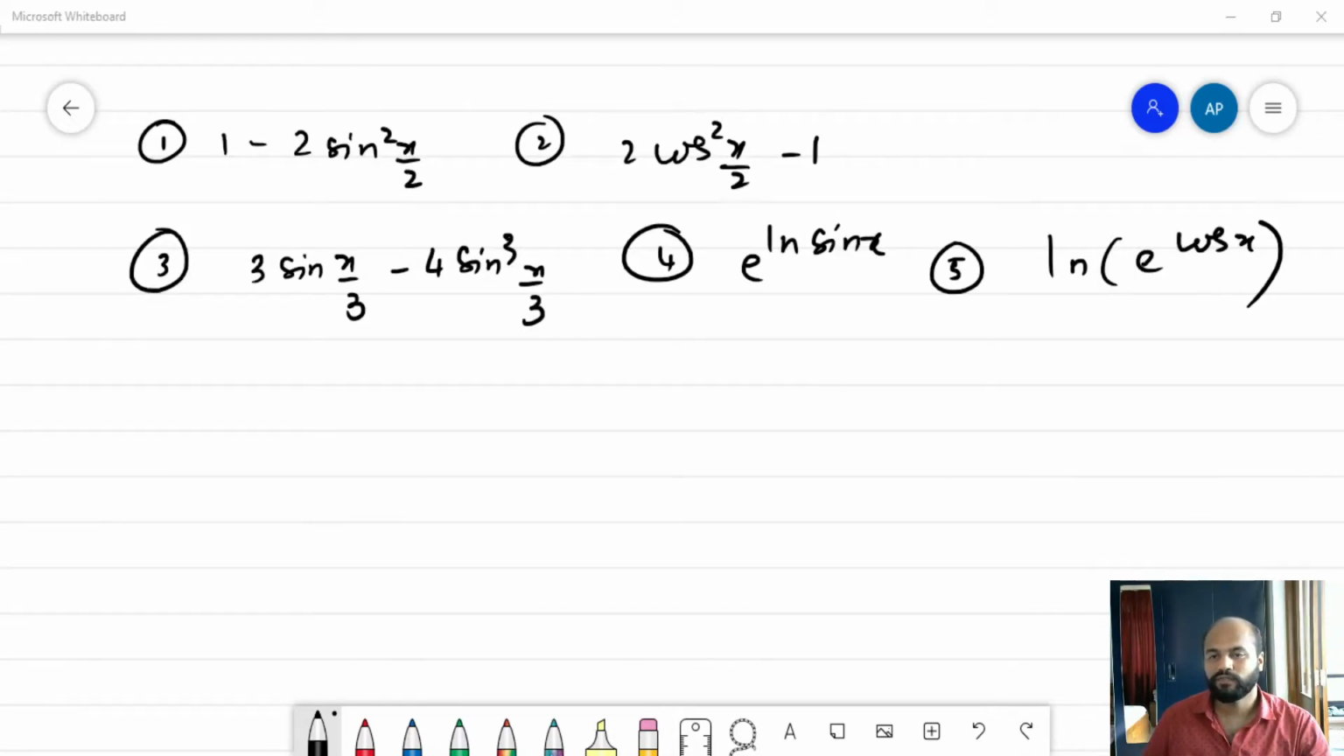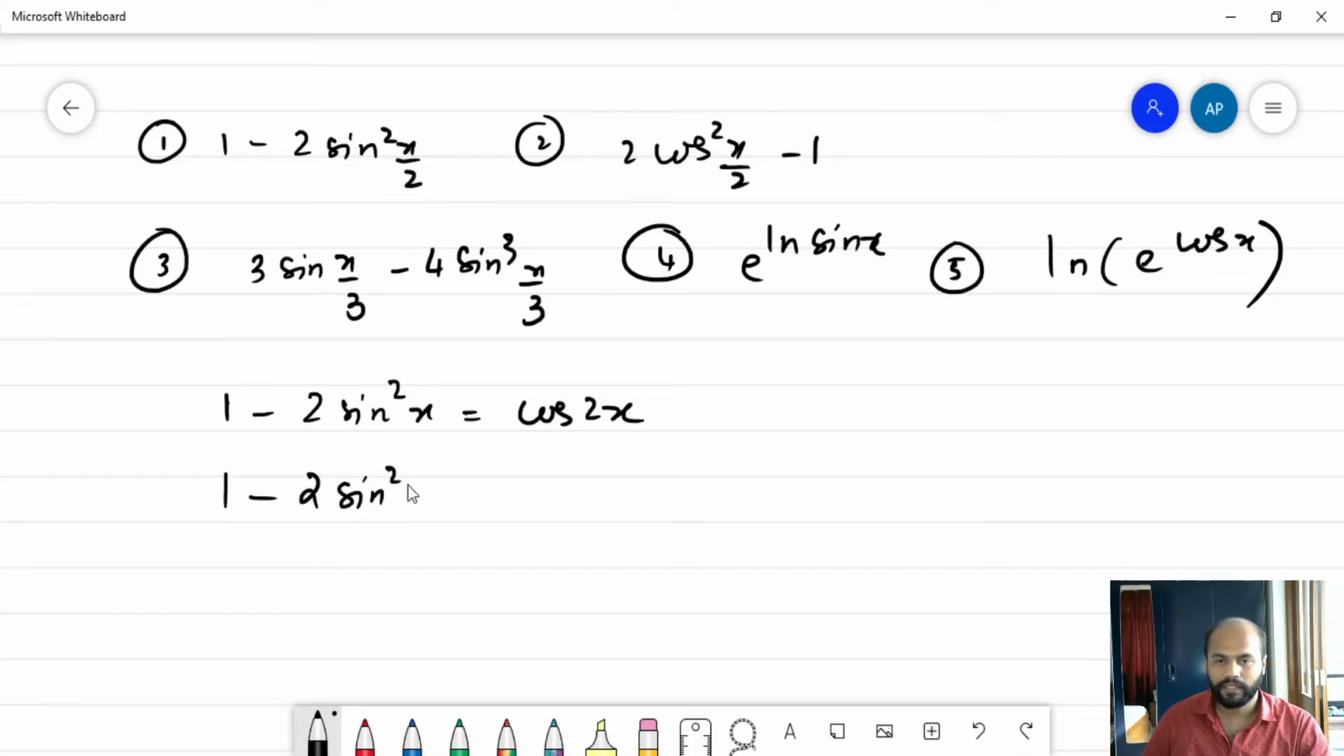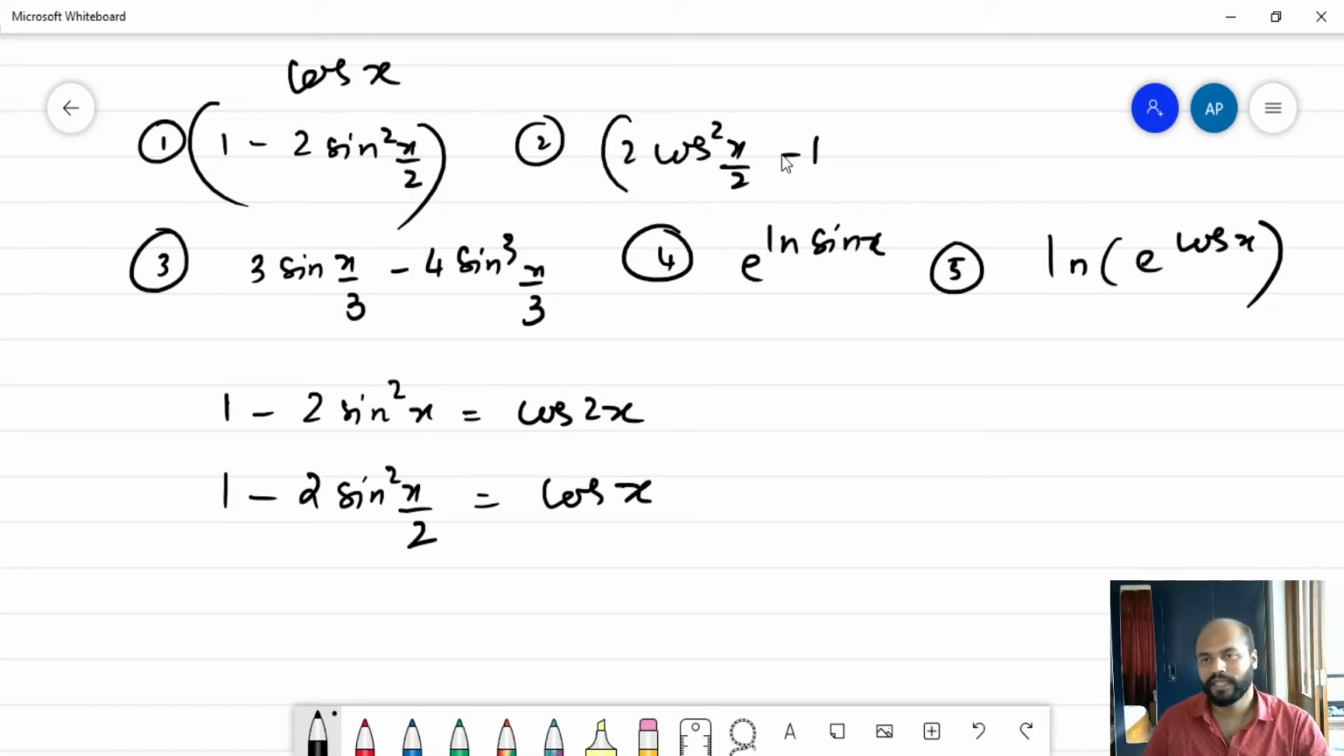Now let's see different kind of functions. First one is 1 minus 2 sine square x by 2. We know that 1 minus 2 sine square x is the expansion of cos 2x. So when we write the half angle over here, 1 minus 2 sine square x by 2, obviously this is going to be cos x. So the first function is just cos x actually, whose derivative we know, and it is minus sin x. Second function is also cos x, because when it is 2 cos square x minus 1, we know that it is cos 2x. This time around, the angle is reduced by half. So the expansion is going to be cos x. Again, it's the same derivative.